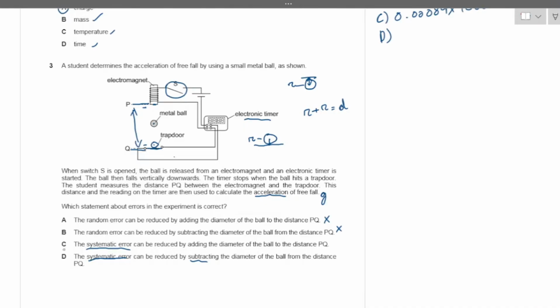Therefore, option D is correct. Option C obviously won't be correct. If you're adding the diameter, you're just increasing the distance. That means you're just starting it from here and here, which is extra distance that the ball really did not cover, in fact. So you have to subtract from the height which the ball has covered. Therefore, you're going to subtract the diameter. So option D for this question is correct.